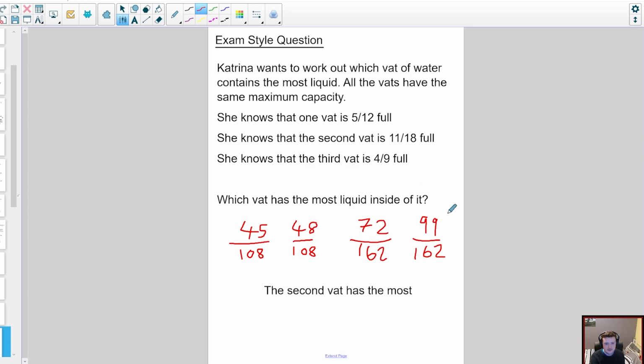Now I can see that this one is bigger, so this one is bigger. And I've seen that this is bigger than this, and this was already bigger than that. So this must be the biggest of all, and that's going to be my answer. So once again, the second VAT has the most. Both ways have ended up with the answer.